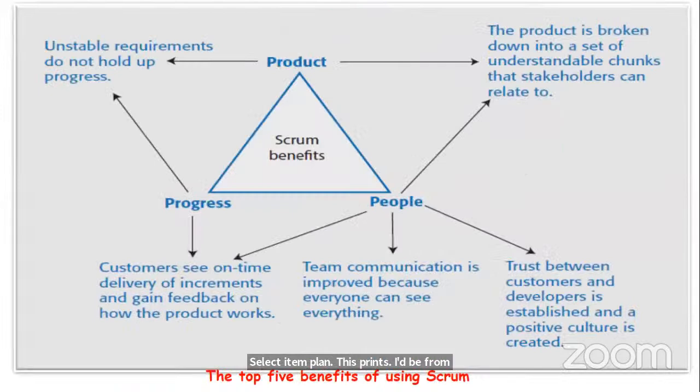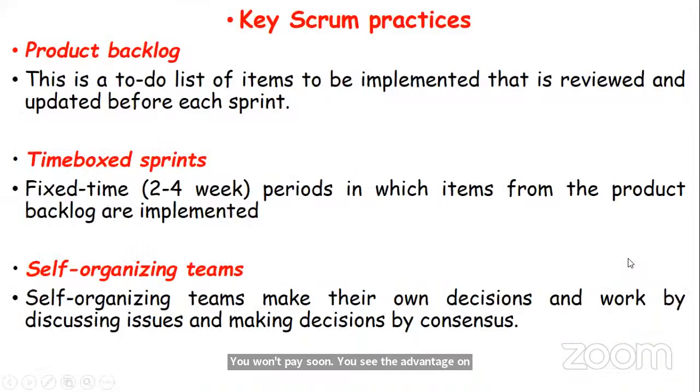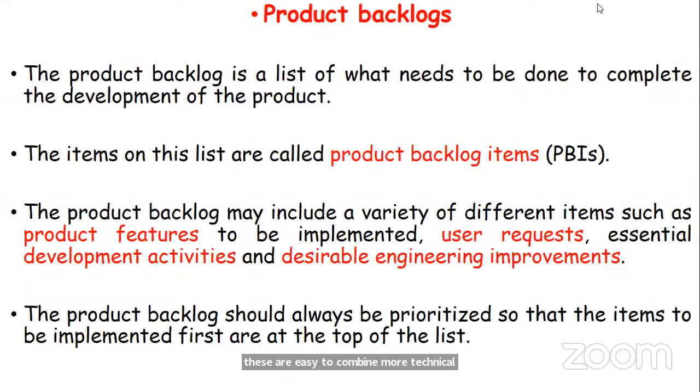Then the top 5 benefits of using Scrum. You have an unstable requirement, do not hold up progress. If one person runs away, quickly replace the person. So you see the advantage on this slide. Then key Scrum practices: you have a product backlog, time boxed sprints, self-organizing team. So you could read, all these are easy to come by, it's not technical, right?